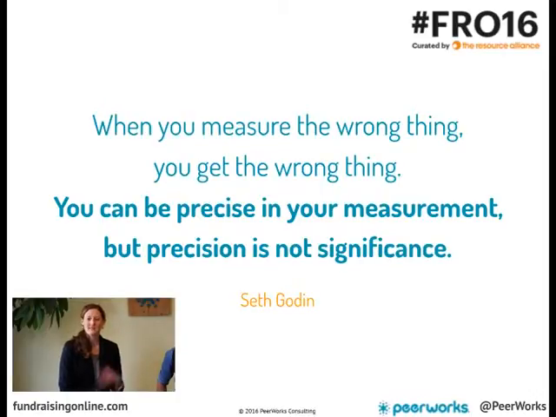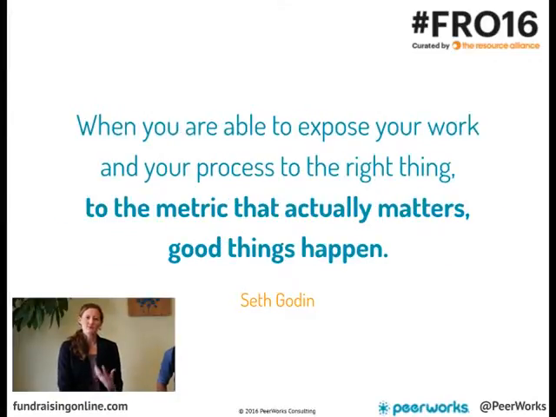You can be precise in that measurement, but precision really is not significance. Instead, when you're able to expose your work and your process to the right thing, to the metric that actually really matters, then good things happen. And I think this really helps illustrate what we're trying to do today, which is to show you what those things are that you should be looking at when you're looking at your peer-to-peer event data. And when you're paying attention to those metrics, then good things can happen.